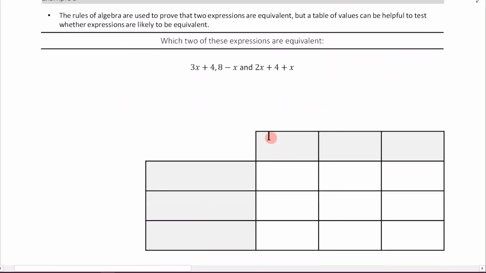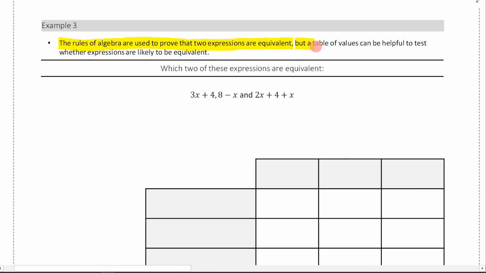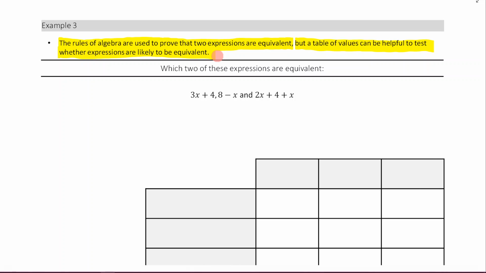Okay, let's now move on to example 3, which says, the rules of algebra are used to prove that two expressions are equivalent. So that's what we just saw above. We saw how we can use algebra to prove that two expressions are equivalent. But a table of values can be helpful to test whether expressions are likely to be equivalent. So now we're going to be showing you how we can use a table of values rather than algebra to do this. And this is what this exercise is all about.